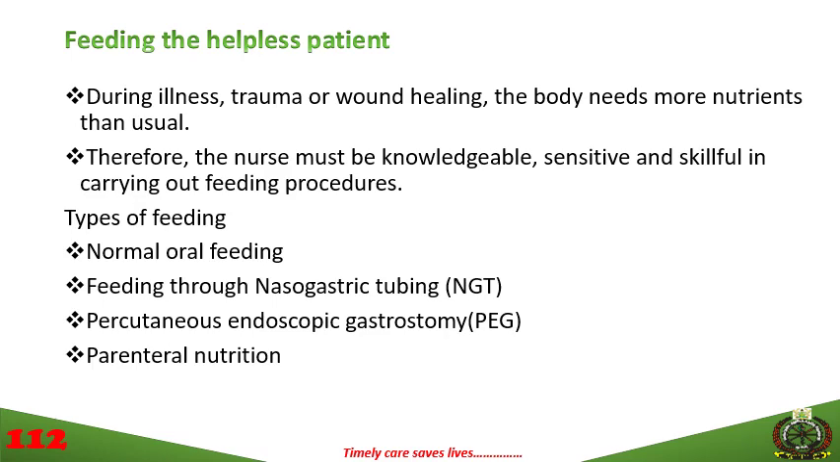Therefore, the nurse must be knowledgeable, sensitive, and skillful in carrying out the feeding process. You need to look at the patient's disease process. There's increased demand for healing. Educate the patient's family on the type of food they should bring to the patient. Types of feeding: we have normal oral feeding, feeding through the nasogastric tube, NG tube, feeding through percutaneous endoscopic gastrostomy, then parenteral feeding.